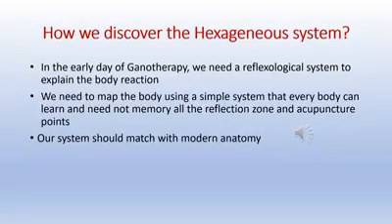You may ask how we discovered the hexagenous system. In the early days of Ganotherapy, we needed a reflexological system to explain the body reactions. There are so many reactions after taking Ganotherapy, and how are we going to explain that? So we need to map the body using a simple system that everybody can learn, and you need not memorize all the reflection zones and acupuncture points.